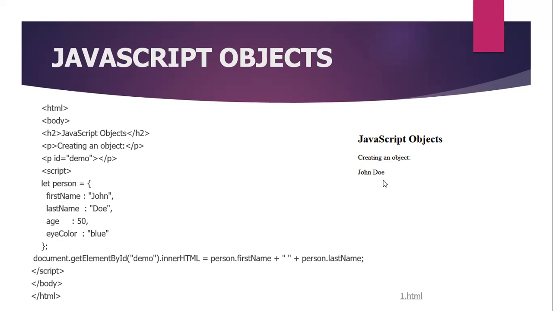So in the output, here you can see the output parallelly. So first name John is printed, and then for giving the space, I'm using it within the double quotes. So the space will be considered as a string, plus person.lastName. So last name is Doe. So Doe will get printed.